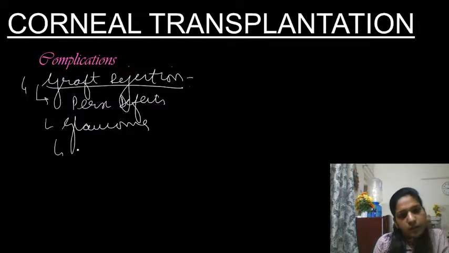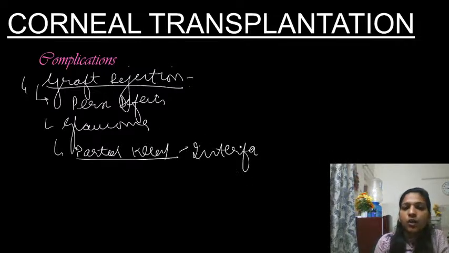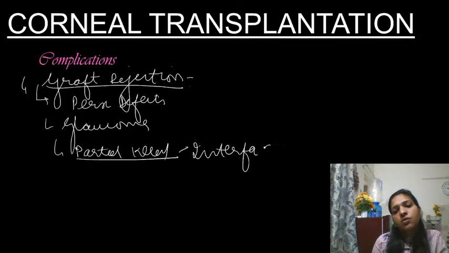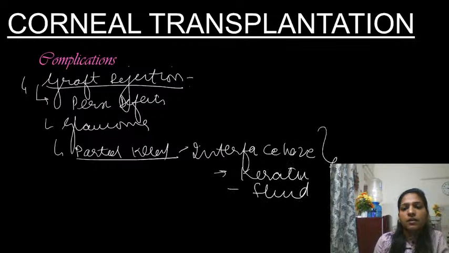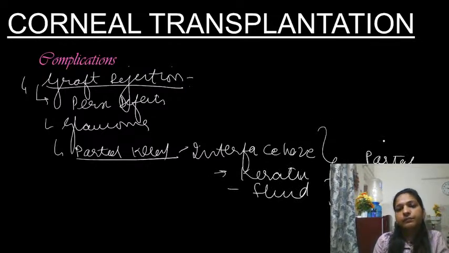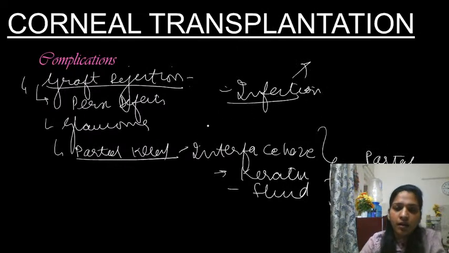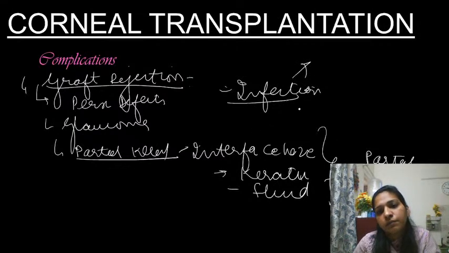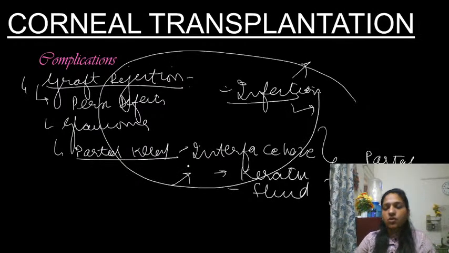and in partial keratoplasties, interface will be there between the donor cornea and the host cornea. So interface haze can occur in partial keratoplasties, interface keratitis, and interface fluid can be present in the partial keratoplasties, and of course infections. Any keratitis can reoccur or can primarily affect the graft. Okay, so these are all the complications of the corneal transplantation.